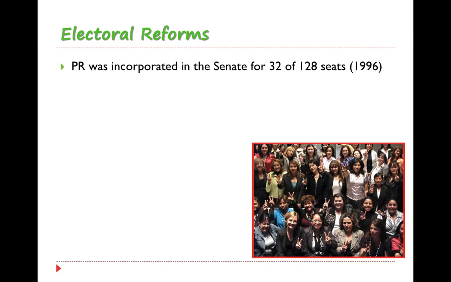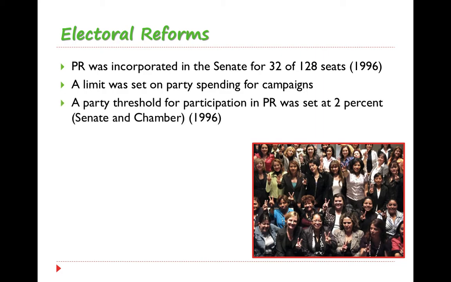Additional reforms. I talked about this in class a little bit. 32 of the 128 seats in the Senate are awarded proportionally, so that also increases party representation in the Senate. There are campaign limits on spending, and a threshold for participation in proportional representation. Meaning, for all those seats that are awarded based on the proportional system, a party has to get at least 2% of the vote to win any seats.